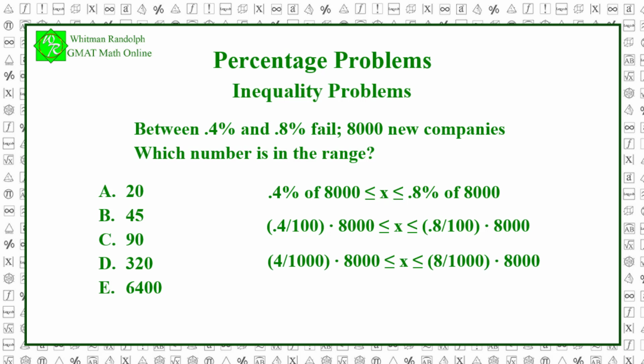And that implies that x is greater than or equal to 4 divided by 1,000 times 8,000, and less than or equal to 8 divided by 1,000 times 8,000. So, x is greater than or equal to 4 times 8, and less than or equal to 8 times 8. Thus, x is greater than or equal to 32, and less than or equal to 64. The only number in the list of possible answers which is in this range is 45. So the correct answer is B.